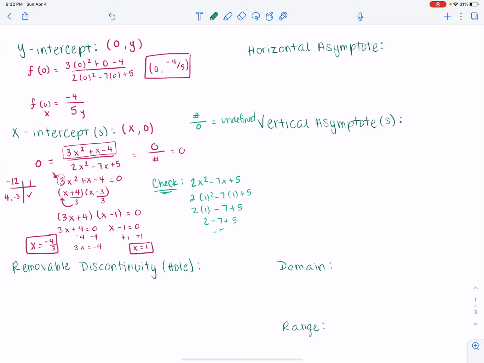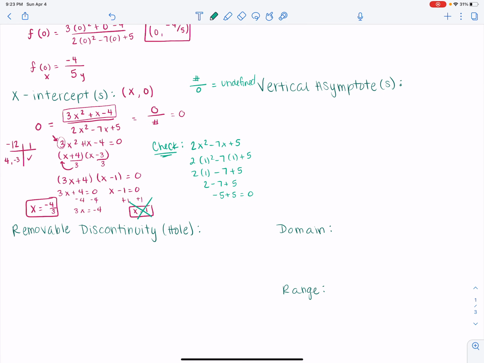2 minus 7 is negative 5, plus 5 is 0. And that is not okay. So even though that number made the numerator 0, which would lead us to believe it's an x-intercept, it's really not, because it also made the denominator 0. And if your denominator is ever 0, then that's not a good answer. It's undefined, okay?